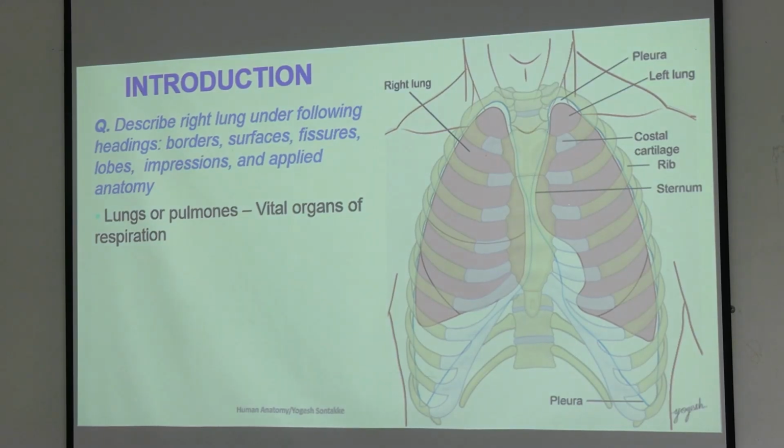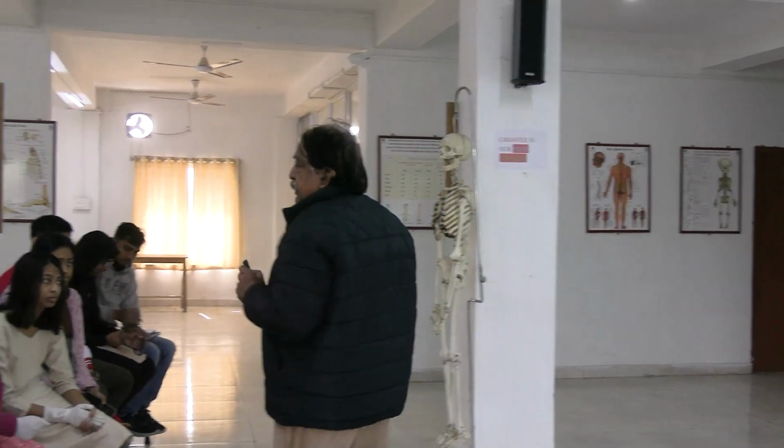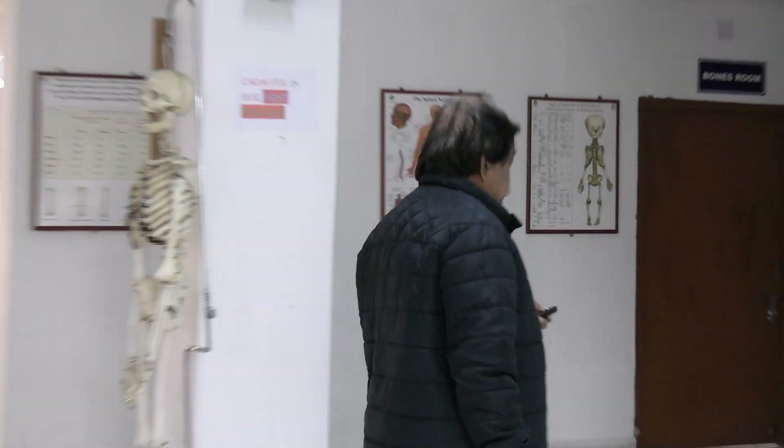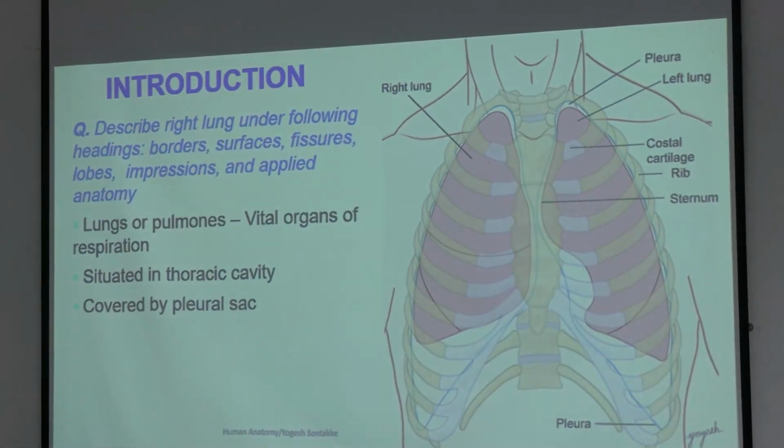Now, see, lungs or pulmons, vital organs of respiration. Situated in the thoracic cavity. Now, you pick up a lung. What is this organ? You will say lung. Which side? Right and left. Where is it located? Don't say abdomen, it's in the thorax. It is covered by pleural sac.